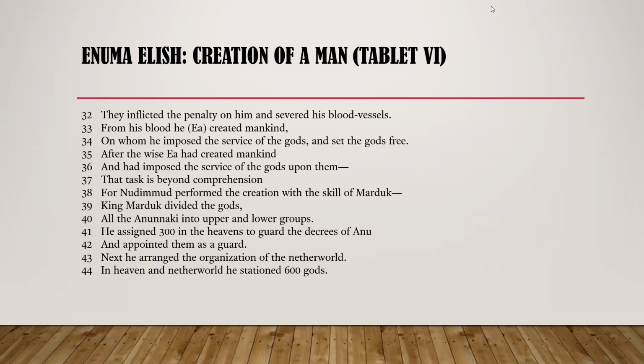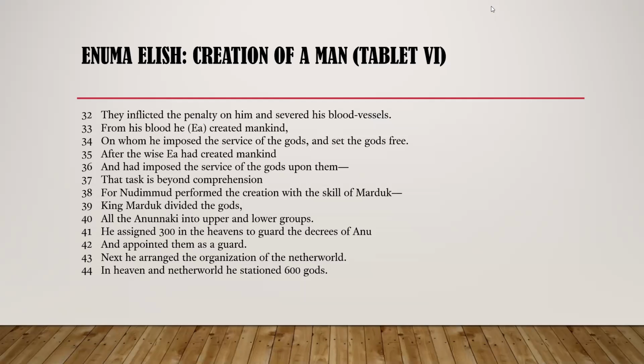After the wise Ea had created mankind and had imposed the service of gods upon them, the task is beyond comprehension, for Nudimmud performed the creation with the skill of Marduk. King Marduk divided the gods, all the Anunnaki, into upper and lower groups. He assigned 300 in the heavens to guard the decrees of Anu. Anu is the god of heaven, and appointed them as gods. Next, he arranged the organization of the netherworld. In heaven and netherworld, he stationed 600 gods. Six is also very important because they have a mathematical system based on six in Babylon. So that is maybe why six is like a perfect number for them.